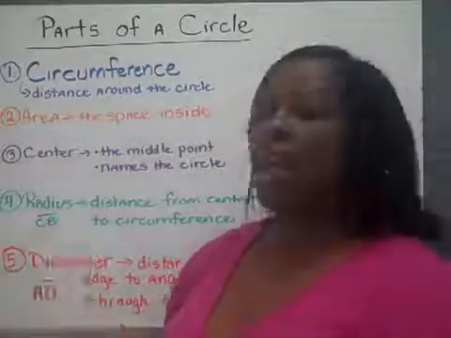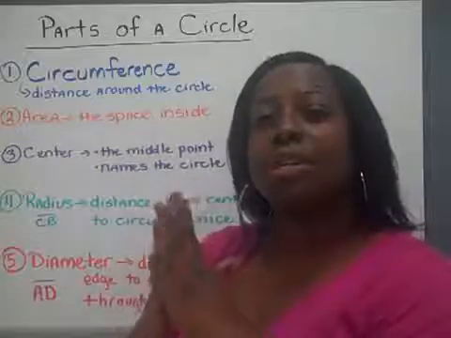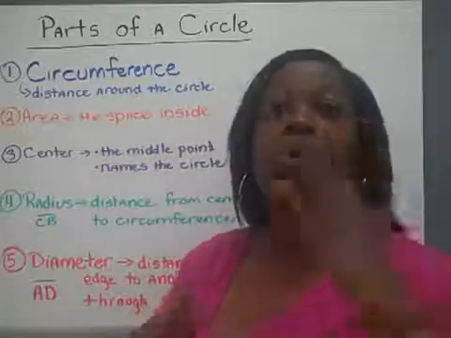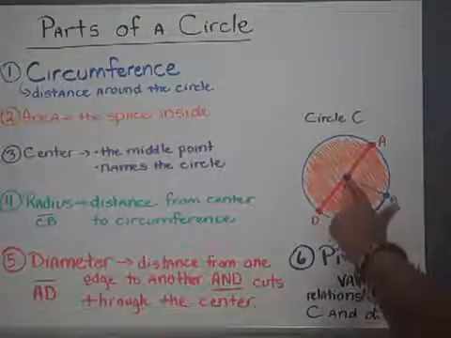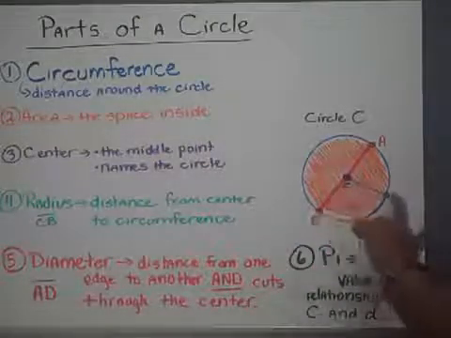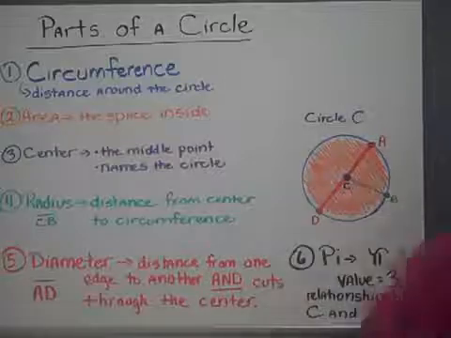Next is the radius. The radius is the distance from the center to the edge or the circumference. In this diagram, you can see the radius CB labeled.